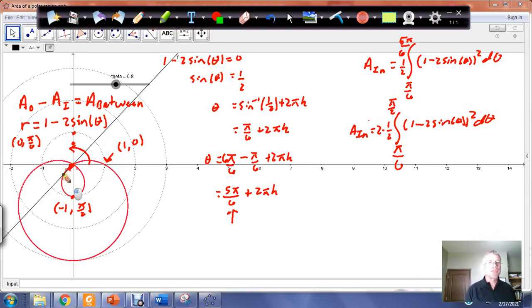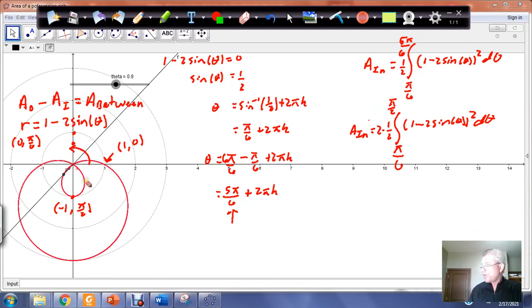At that pi over 6 radian mark, we've rotated all the way around back to the pole. And then the question is, how do I rotate to get all the way around? Because that would give me the area of the outer limacon. Or how can I rotate just into this down position and then get half the area of the outer limacon and then double it?